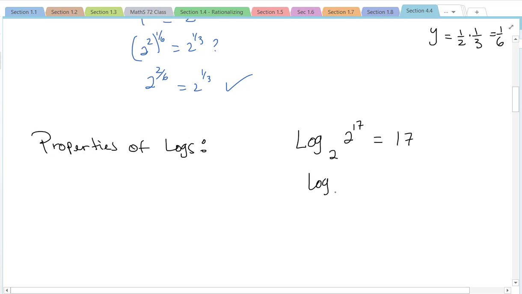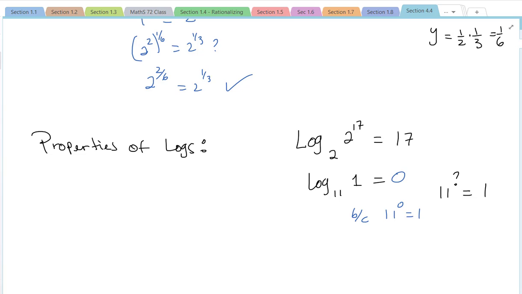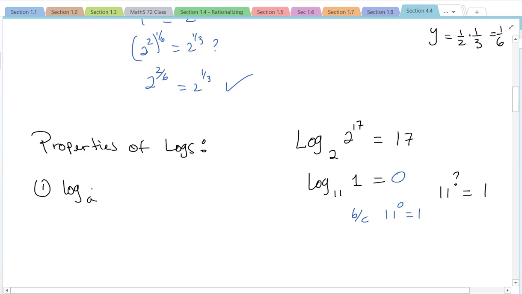What about log base 11 of 1? What is that equal to? Again, think of it as a question. What exponent do we put on 11 to get 1? 11 to the what power gives you 1? That must be 0. So let's replace the question mark with our 0, because 11 to the 0 is 1. So that leaves us with some of the properties. Log base a of 1, regardless of the base, is 0, and that's because a to the 0 is 1.